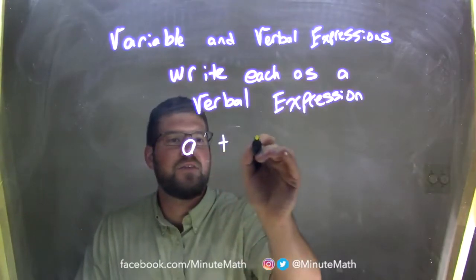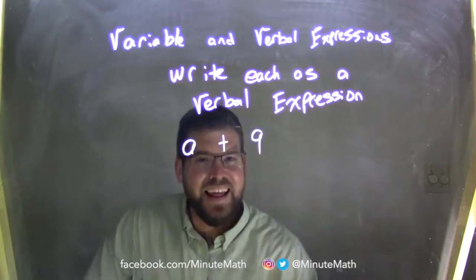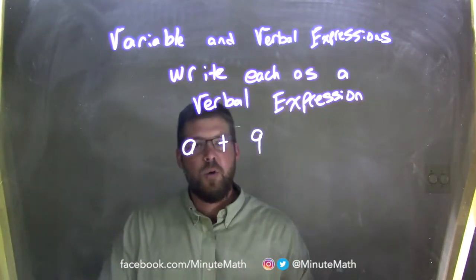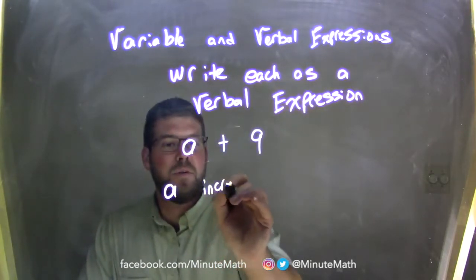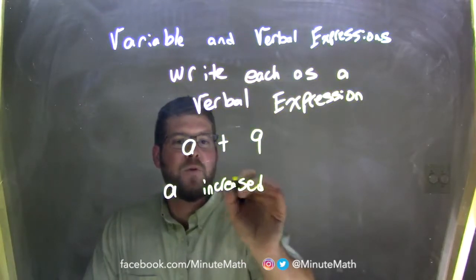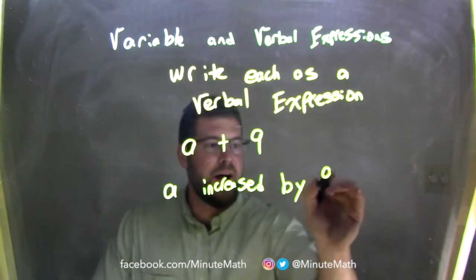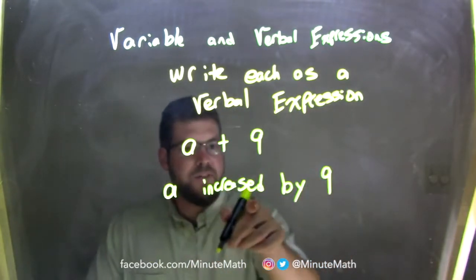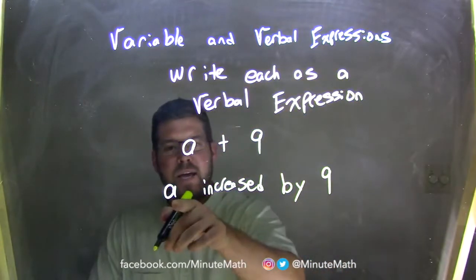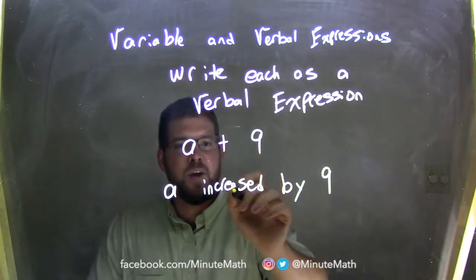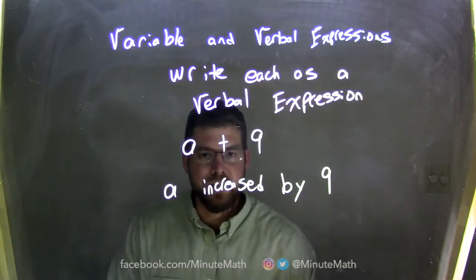a plus 9. I'll say a plus 9, and I want to write that as a verbal expression. So I can write that by saying a increased, right, increased, addition, adding, increased by 9. So we're taking a, we're increasing it by 9, whatever that is, 9 units, whatever it's going to be. We're taking a and increased by 9. Increase matches up with plus, right? a increased by 9.